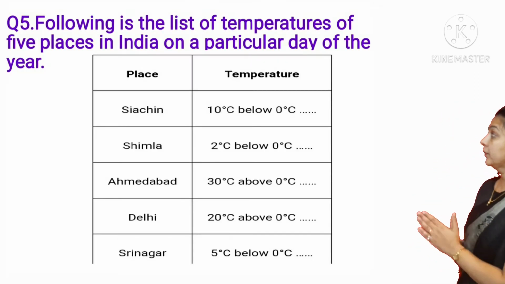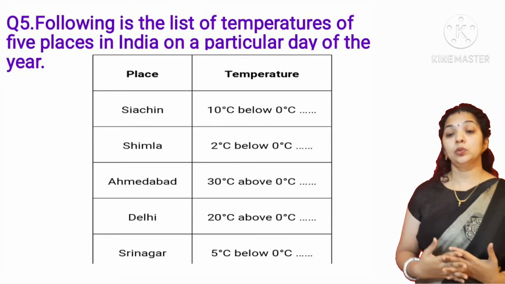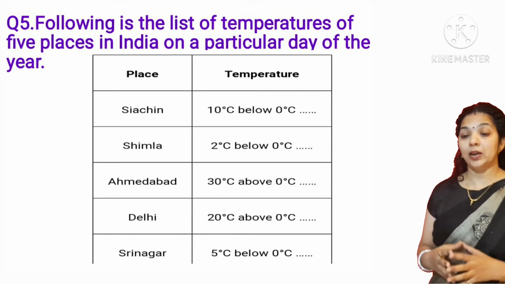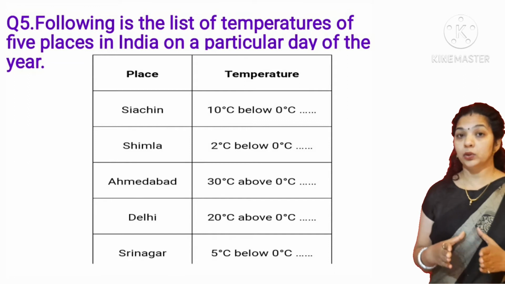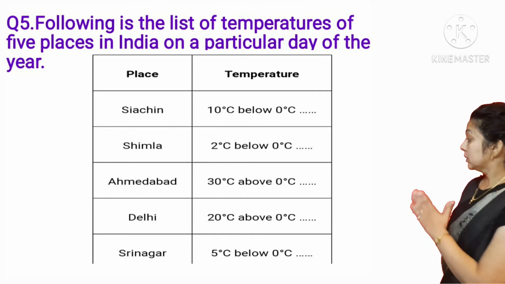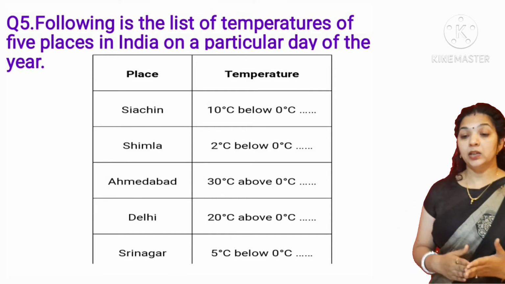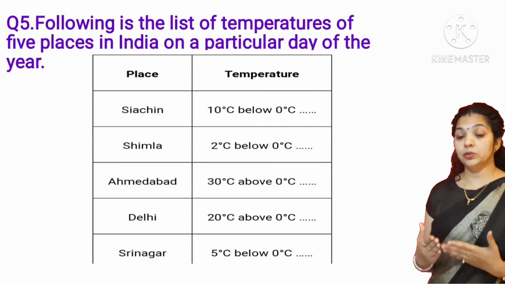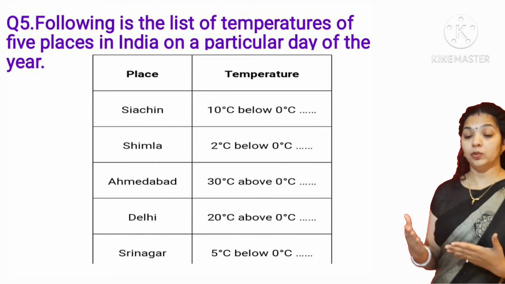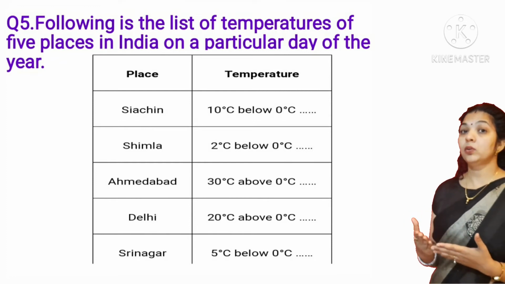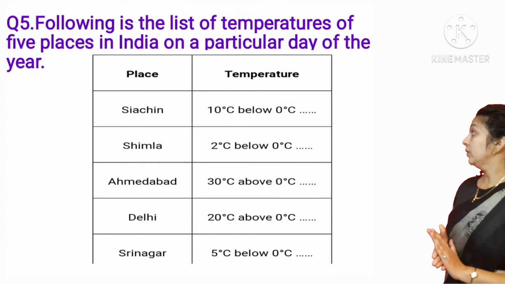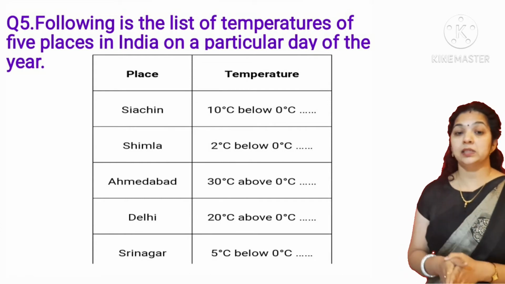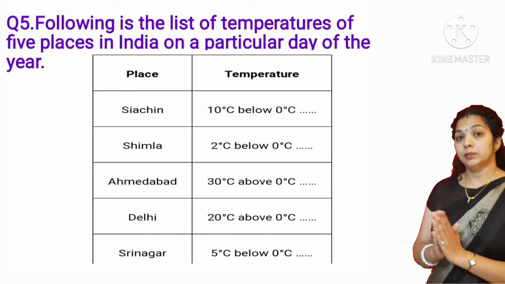Now question number 5. Here the table is given to you. These are the list of temperatures of 5 places in India in a particular year. Siachen 10 degrees below 0, Shimla 2 degrees below 0, Ahmedabad 30 degrees above 0, Delhi 20 degrees above 0, and Srinagar 5 degrees below 0.